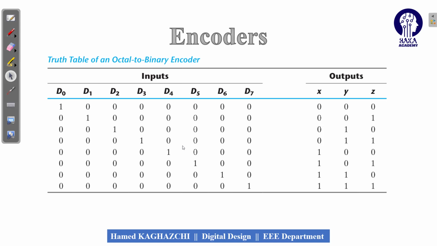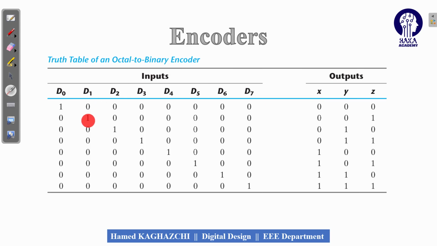8x3 encoder. Now here, the property of this encoder is this: when only one input is active, the rest are equal to 0. When D0 is 1 and the rest are equal to 0, in the output we have the corresponding minterm of D0. For D0, the output is 0.